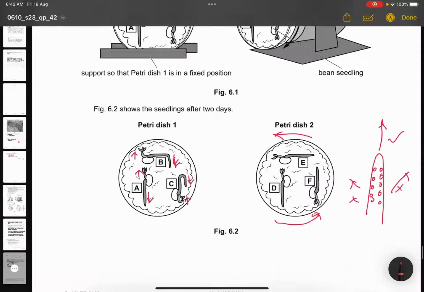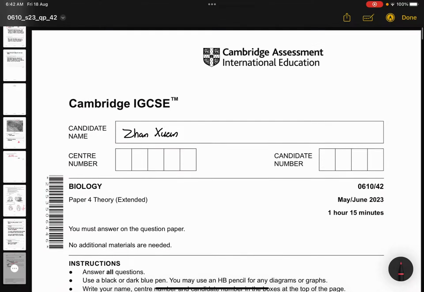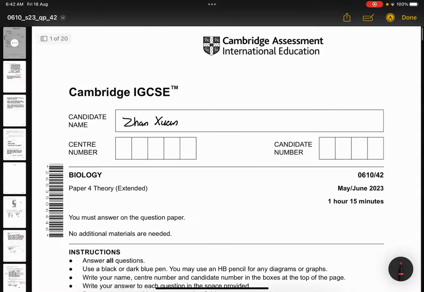Okay, so this is the end of the paper. If I look back, I was quite shocked that there's nothing human in this paper. So it's all very plant-based questions. So tricky. This is very unexpected to me. So after this, I think the most important thing is to always review my mistakes.